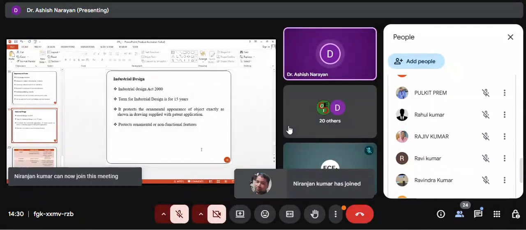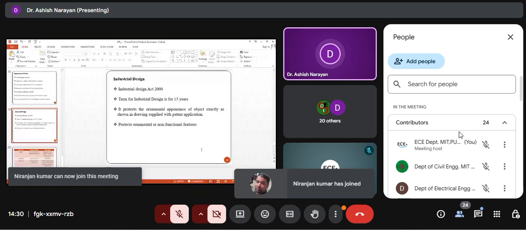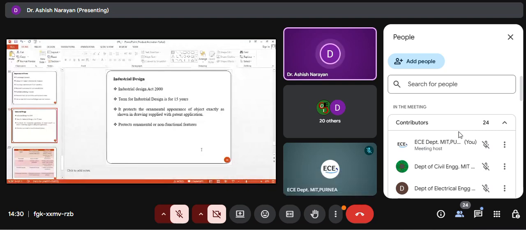You are aware of this thing. But if you develop a new product, then you have to file the patent for the whole life, okay? But for design, if you want to give some design, new design of any component, that patent is valid only for 15 years. It protects the ornament appearance of the object exactly as shown in the drawing supplied with the patent application. Protect ornament or non-functional features.